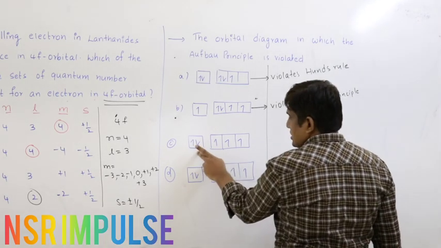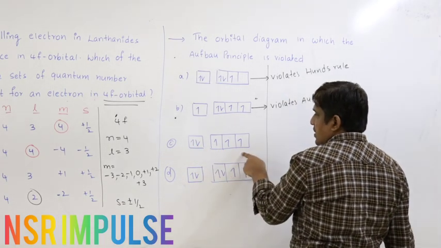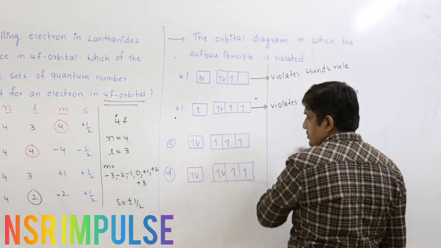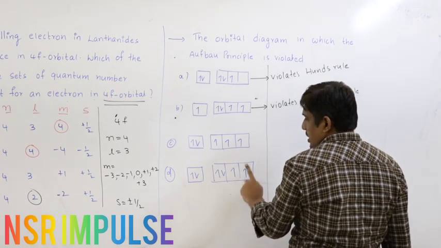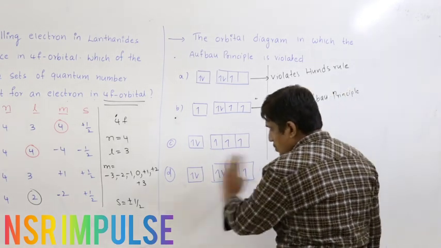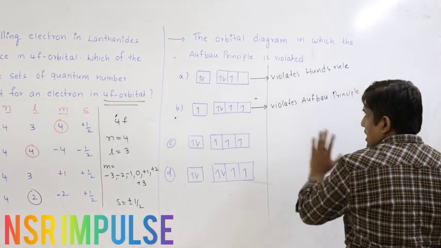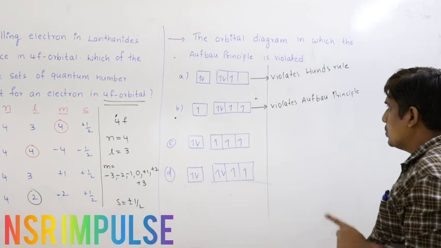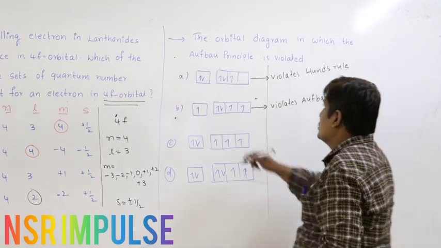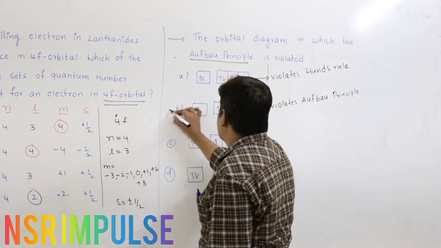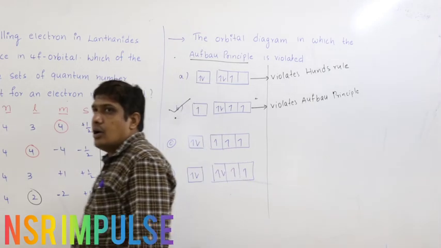2s, 2p: 2s is completely filled, then 2p is half filled, no problem with this arrangement. 2s is completely filled, 2p half filled, then pairing takes place, no problem with this. There is no violation of any kind in C and D. Option A violates Hund's rule, option B violates the Aufbau principle. So we have to identify the Aufbau violation, therefore your answer is the second option.